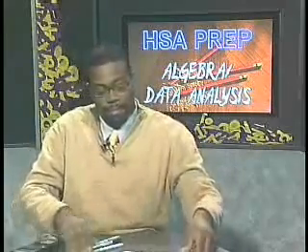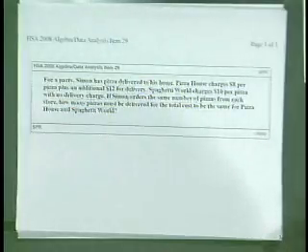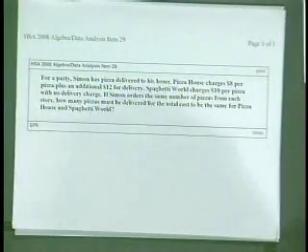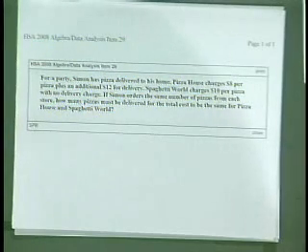Okay? Now, we have one more question in this set, and we're going to do that now. So let's take a look at our last question, dealing with systems of equations. And it deals with Simon and some pizza. So let's take a look at our problem. For a party, Simon has pizza delivered to his home. Pizza House charges $8 per pizza plus an additional $12 for delivery. Spaghetti World charges $10 per pizza with no delivery charge. If Simon orders the same number of pizzas from each store, how many pizzas must be delivered for the total cost to be the same for Pizza House and Spaghetti World?